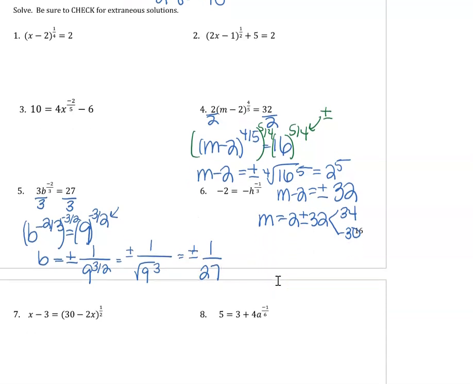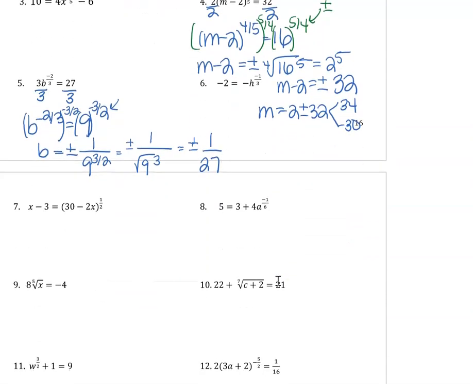All right, let's go to the next page. All right, look at something like this guy, number 8. Okay, I gotta get that a to the negative 1/6 alone. First thing we do is subtract the 3. Then I'll divide by 4. Now, 2 divided by 4 is the same thing as 1/2.